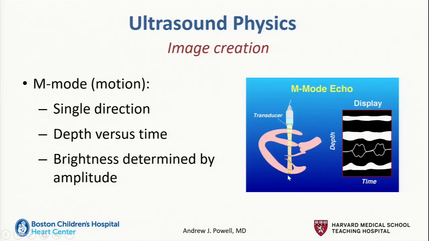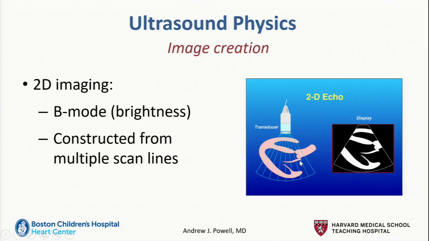And the brightness here is going to be determined by the strength of the signal, and that's in turn going to be determined by how much the sound waves get reflected back. So here you can see RV free wall, the septum, and then here's the posterior wall, and here you can see mitral valve leaflets opening and then closing and then opening again. So that's M mode.